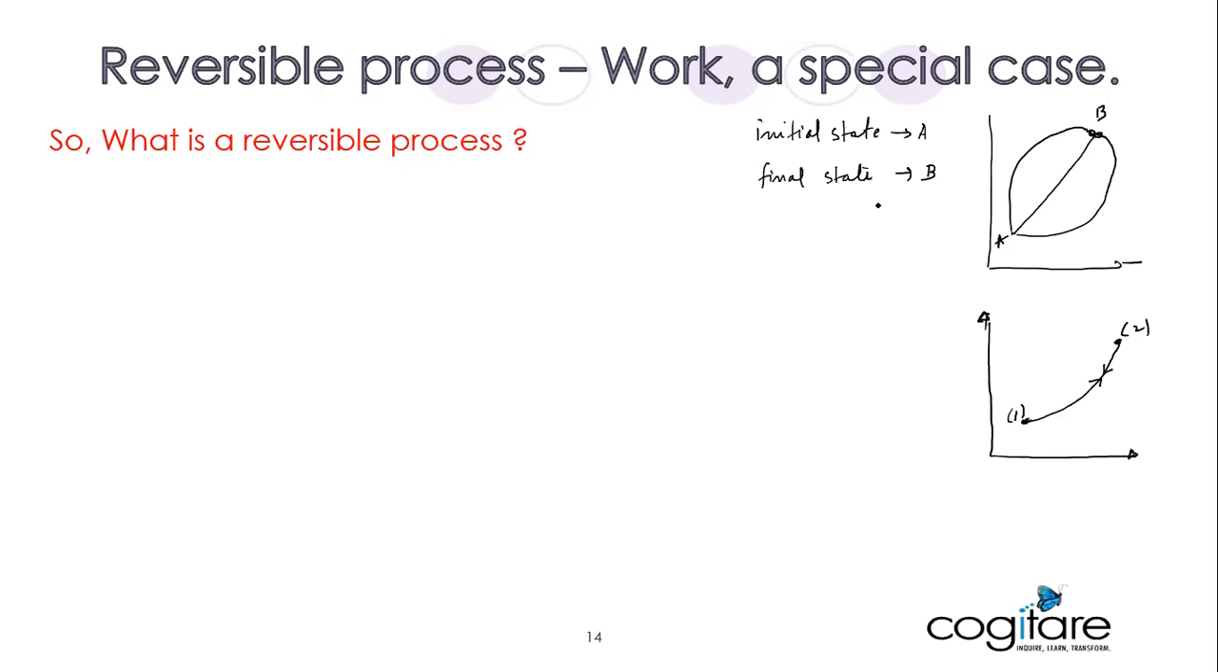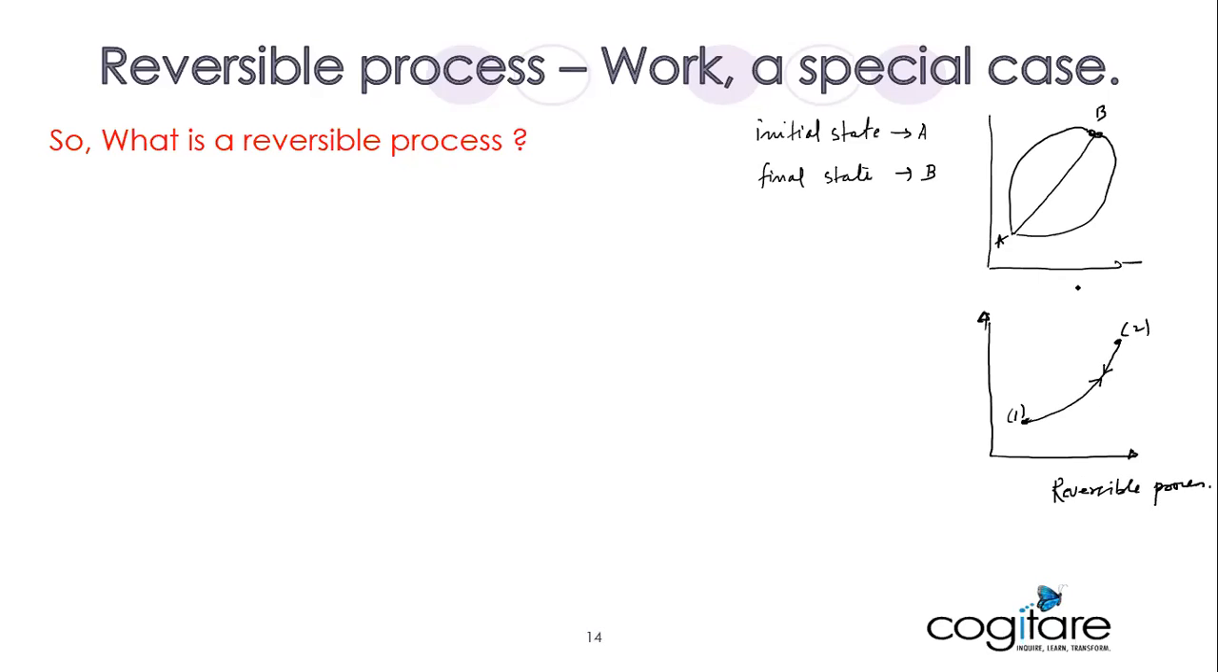Right. I was saying that from here to here it went. Is it possible that I reverse it, and I will retrace the curve back? If I am able to do that, then this process is called a reversible process. That means I can go from 1 to 2 and I can come from 2 to 1. The graph is going to be the same line.